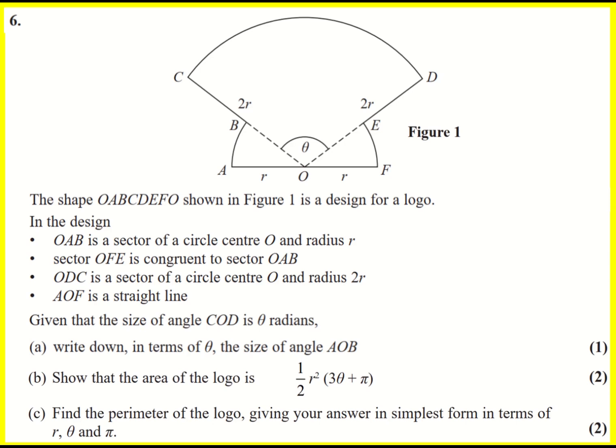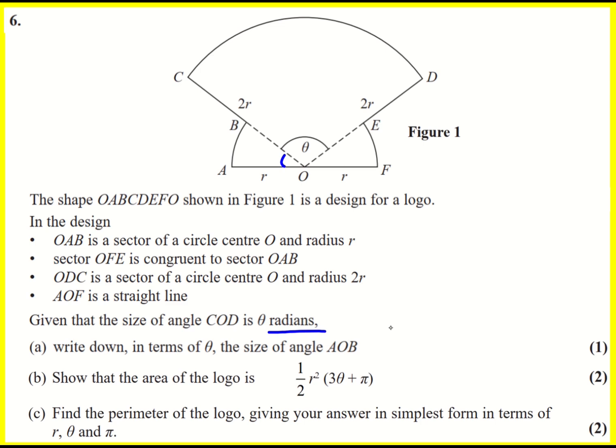The logo is made up of three sectors, two of them being congruent, and we're asked to find the angle AOB, so this one here. Well, on a straight line, the angles add up to 180, which in radians, because that's what we're working in terms of here, it's going to be pi.